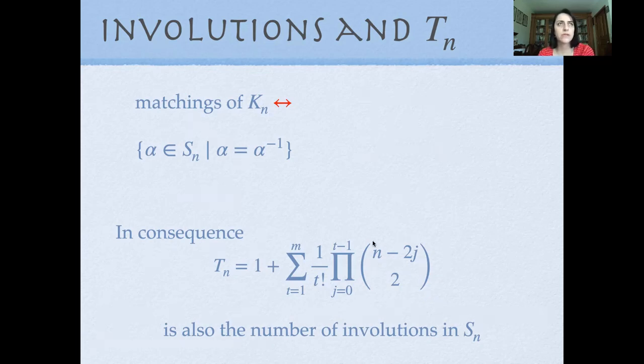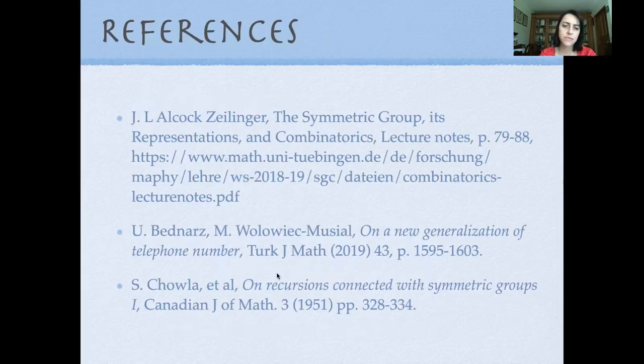And there are some other interesting relations between telephone numbers and other important concepts. For example, permutations can be visualized by what we call Young diagrams. And these diagrams can be filled by numbers to obtain what we call Young tableaux. And there's a relation between these telephone numbers and the number of certain tableaux. So if anyone is interested, there are other nice relations between telephone numbers and other concepts. Here are some references. You can see them if you are interested.